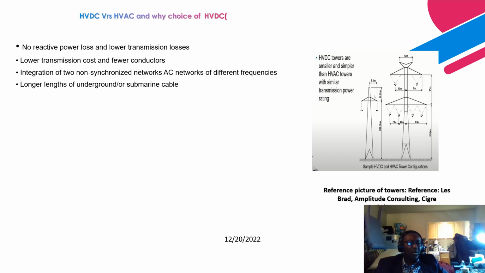We can also achieve longer lengths of underground and submarine cable. And like I made mention, we have a break-even distance for HVAC transmission. For underground cable, the break-even distance is between 50 kilometers to 80 kilometers, and that is based on the amount of power that is being transmitted. And especially for 200 megawatts, that is the break-even distance that you want to basically utilize HVDC. So greater than that, you can achieve a longer length of underground and submarine cable, greater distances, more than 80 kilometers.